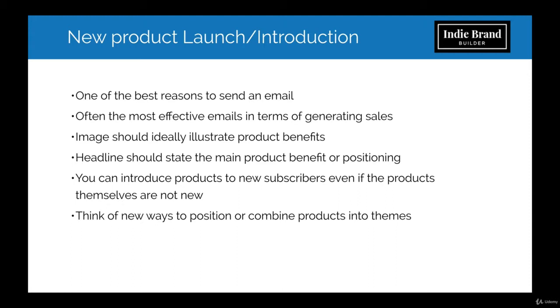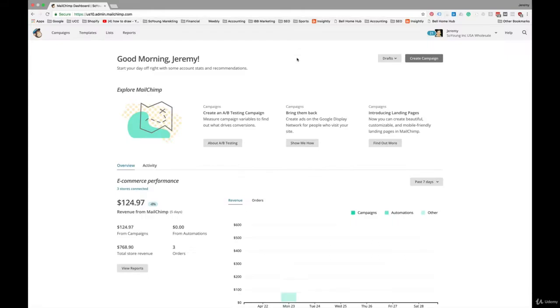So let's get into the process itself in MailChimp. So this is your dashboard page in MailChimp. This is where you'll land anytime you log in or when you click on the little chimp icon here in the corner. And we're going to click on Create Campaign.